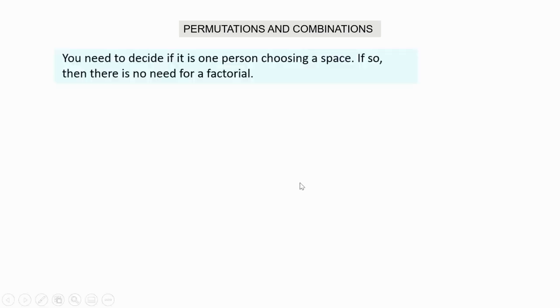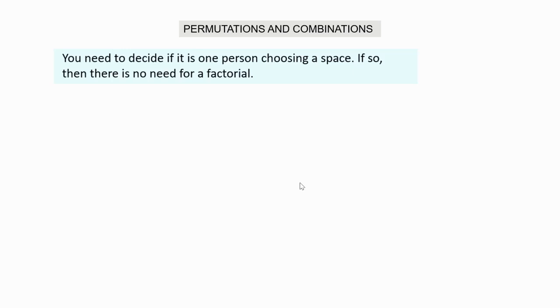The stats I've divided up into seven sections. So this is the first of the seven, and this is permutations and combinations. With permutations and combinations, when you look at the question, you need to decide if it is one person choosing a space or if there's more than one person choosing a space.